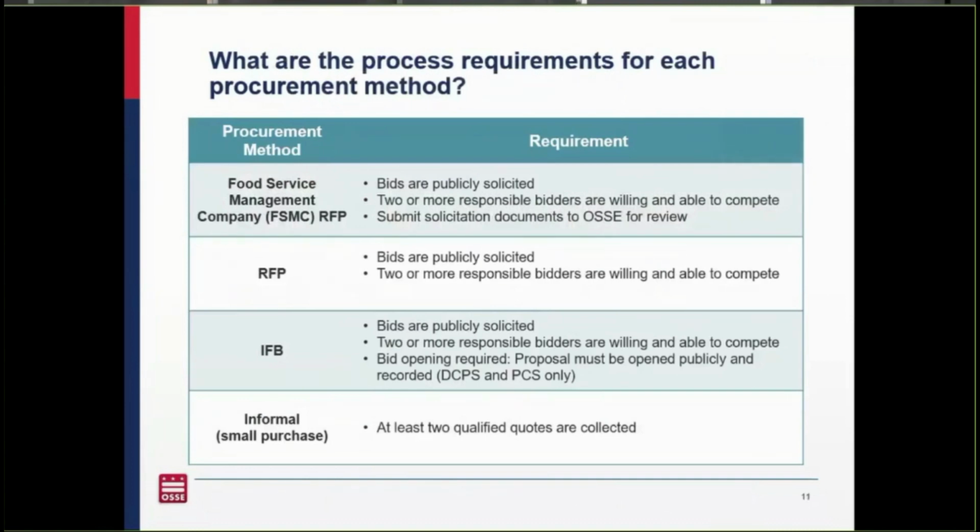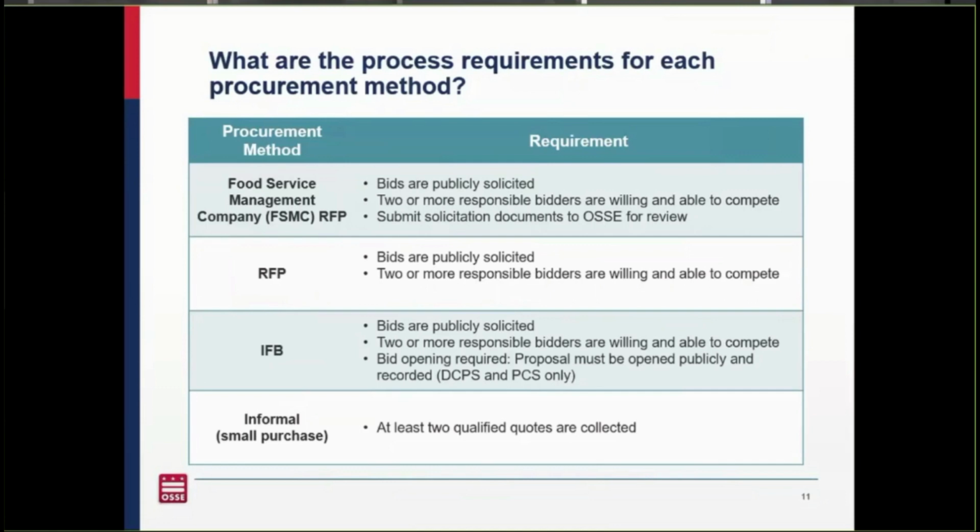All right, so we're going to look at the process requirements for a couple different procurement methods. We've talked about RFPs and IFBs, and we'll talk about the difference with an FSMC RFP. And then we will also touch a little bit on an informal or small purchase. We are not going to focus on that type of procurement in this training, but we did just want to include it here so folks know.